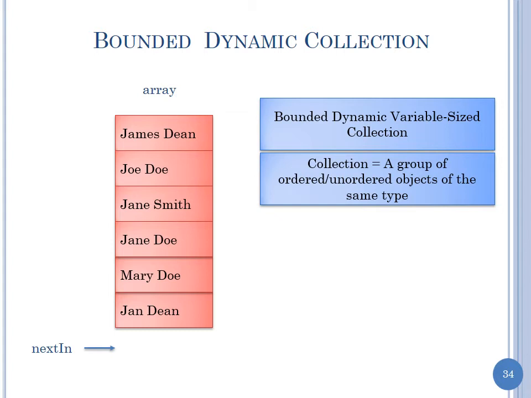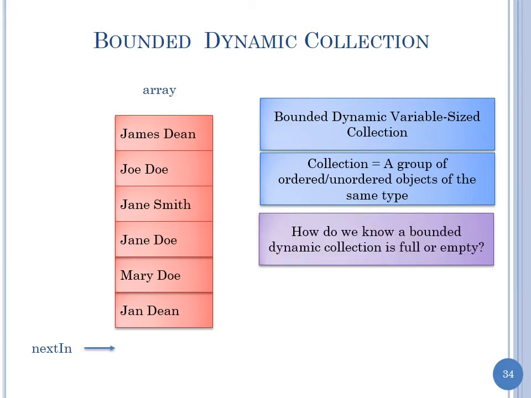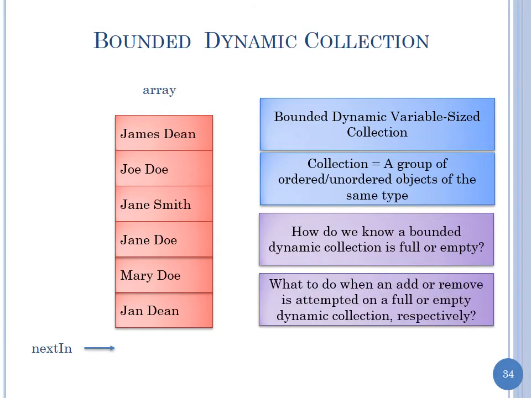Whenever you have a bounded dynamic collection, you want to know whether the collection is full or empty. That's a question we'll have to answer in the context of queues. There it'll be a little complicated. And this is also a question we need to answer in the context of our history. And here it's not. The next question we have to answer, even when we don't have concurrency, is what to do when an add or remove is attempted on a full or empty dynamic collection. In history there's no remove, but in queue there will be a remove also. So these are the two questions we need to answer.